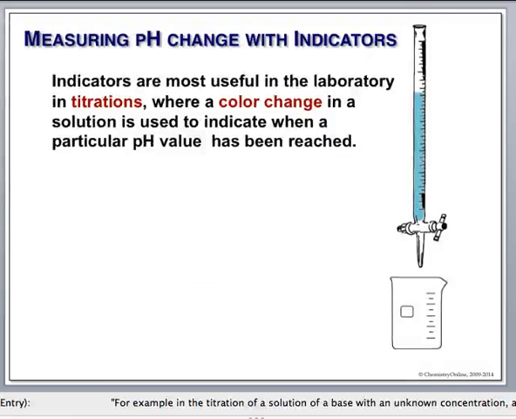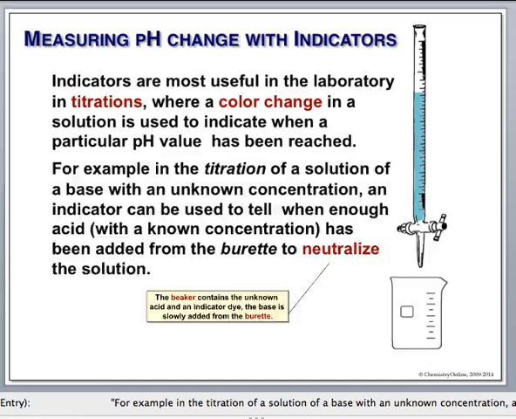In a real lab, you do this using what's known as a burette. A burette looks like this, and it's calibrated in milliliters. You have a little stopcock here so you can release this stuff a drop at a time. And down in here, you have your unknown solution and an indicator. What you do is you dribble this in very slowly, waiting for the color change to happen.